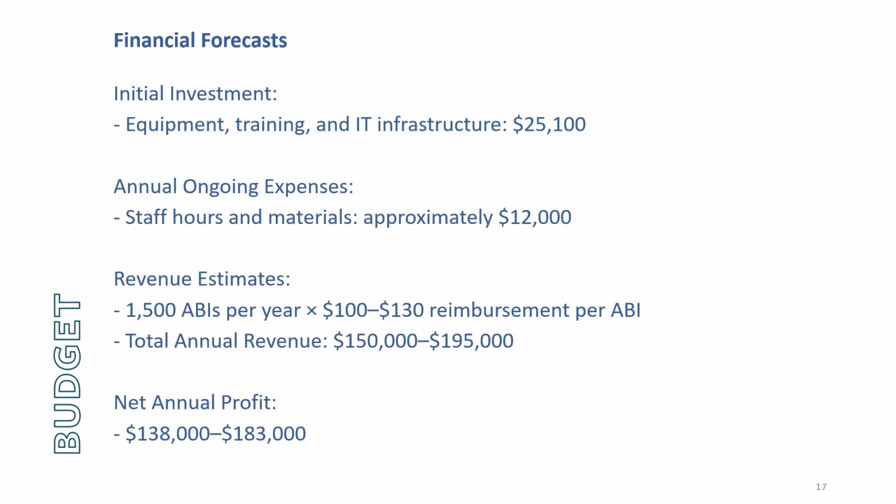Financial forecasts. Our initial investment for equipment, training, and IT infrastructure is $25,100 projected. Annual ongoing expenses for staff hours and materials is approximately $12,000. Revenue estimates at 1,500 ABIs per year: our total annual revenue will be $150,000 to $195,000 per year, with an estimated net annual profit of $138,000 to $183,000 per year.